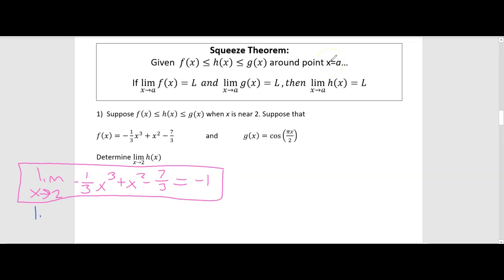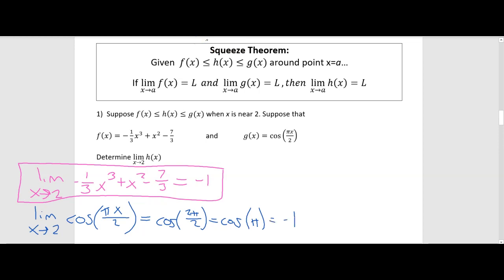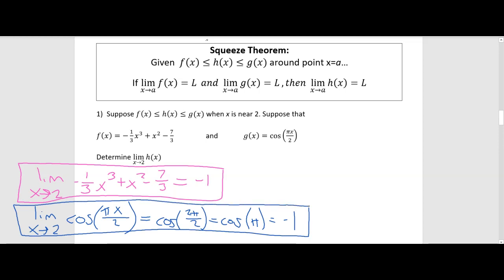I'm then going to check the limit of my g of x function as we approach 2, which is cosine of pi times x over 2, which is going to be equal to cosine of 2 pi over 2, which is equal to cosine of pi, which is equal to -1. I did show the simplifying for the trig function, just because we're probably a little less familiar with that.